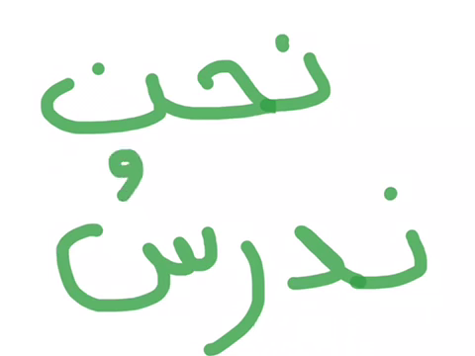If we want to say we study, we begin our verb with a noon, and then our three root letters, dal, ra, and sin, with a dhamma on the end. Nedrusu. Nahnu nedrusu. We study, or we are studying.